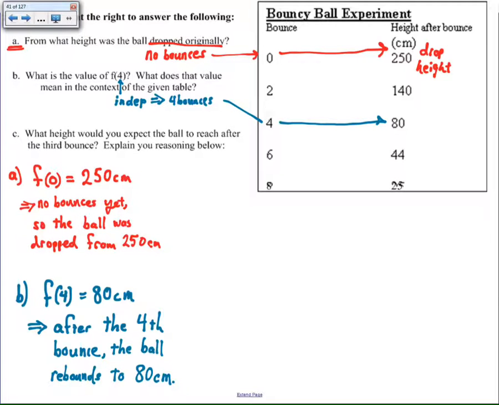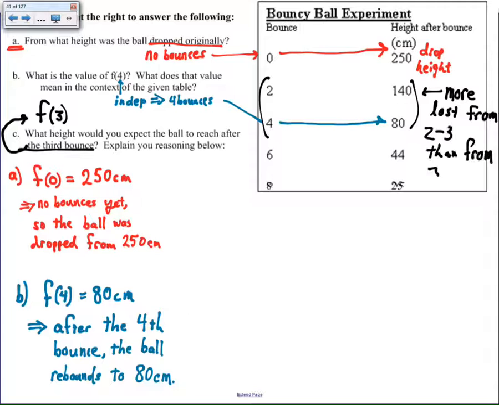The challenging part is asking, what height would you expect for 3 rebounds? And the issue is most people would go halfway between 140 and 180. But if we recognize that we lose more from bounce 2 to 3 than we would from bounce 3 to 4, based on the data trend, we lose a whole bunch of rebound height from 0 to 2. We lose very little rebound height from 6 to 8. Therefore, it's safe to say that we're going to lose more on the bounce to bounce 3 than we would on the bounce to bounce 4.